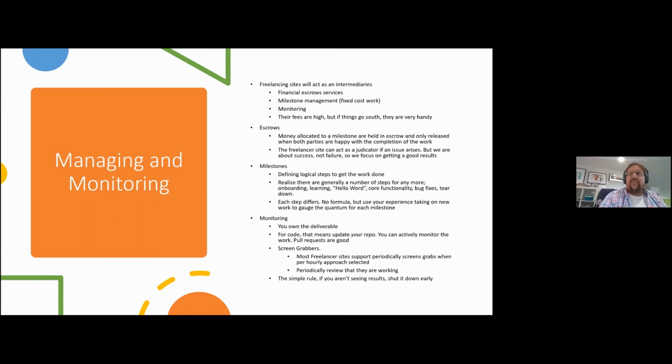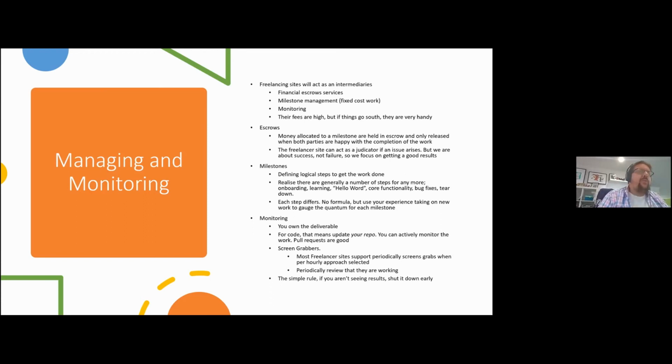Your milestones, as I said, are logical steps. What I've found when creating milestones is that there's generally a set number of milestones that you would create. One is that onboarding, making sure they understand the system, learning, understanding the nuances of what I'm trying to do. I'll usually get them to do a Hello World app, in other words, the first deliverable, just to show they're doing. Then there's the core functionality, bug fixes, and the teardown. So when I structure my milestones, I structure it on that.